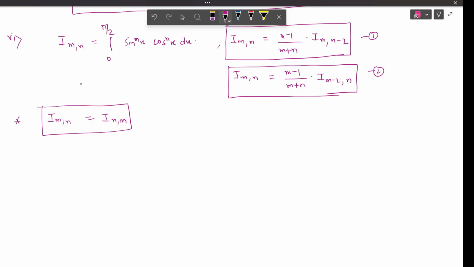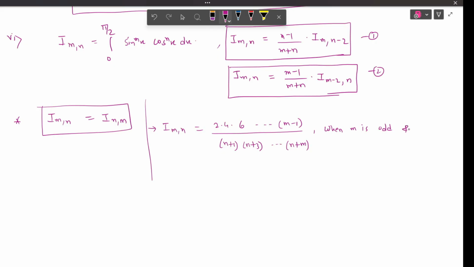So integration 0 to pi by 2 sine to the power mx cos to the power nx dx, you can write this as I m comma n as 2, 4, 6 up to m minus 1 divided by n plus 1, n plus 3 up to n plus m, when m is odd and n may be odd or even integer. Remember this.